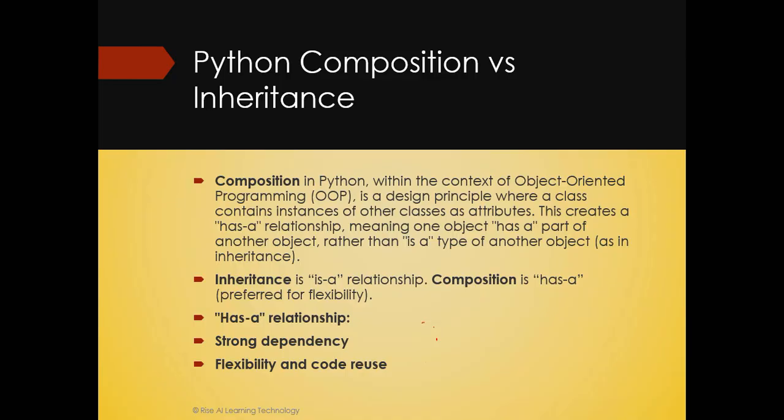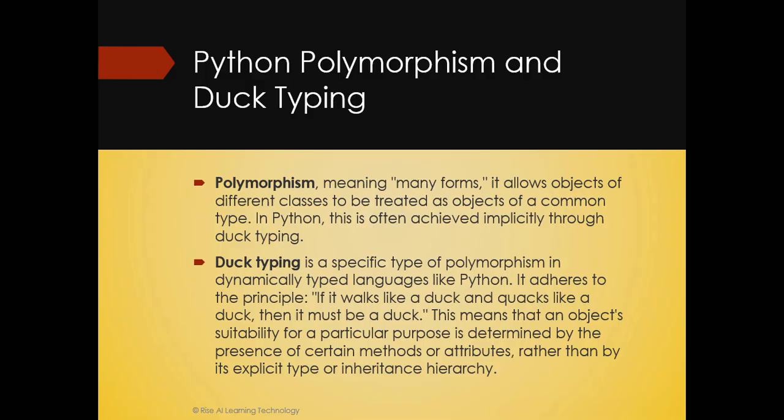Please continue. Okay, fine. So next we are going to discuss polymorphism. What is polymorphism? Once, at the high level, we discussed this OOP concept, at that time also we brought it up. Polymorphism means many forms. It allows objects of different classes to be treated as objects of a common type. In Python, this is often achieved by implementing duck typing.